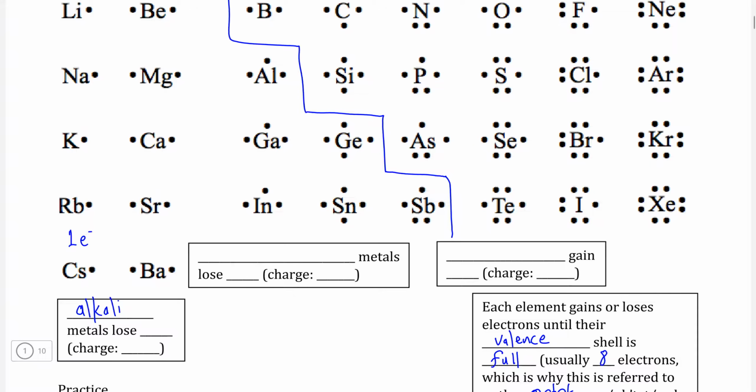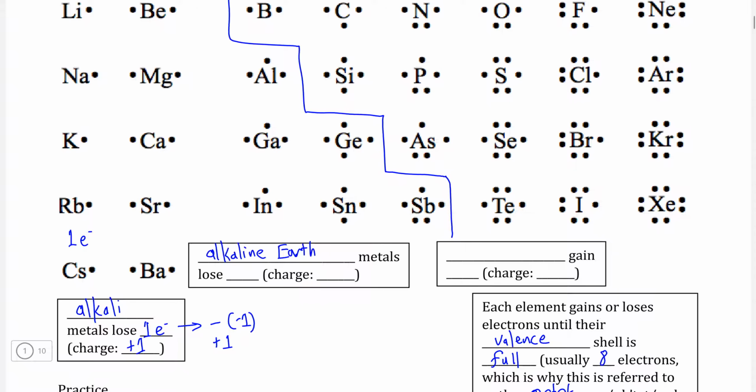And for all of the alkali metals, obviously losing 1 electron is easier than gaining 7. And when we lose 1 electron, we are subtracting a charge of -1, which in terms of integer math is the same thing as adding 1, and that's why all of the alkali metals are going to have a charge of +1.